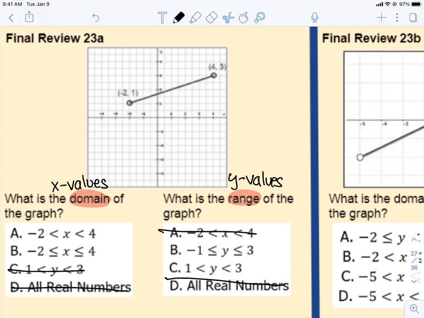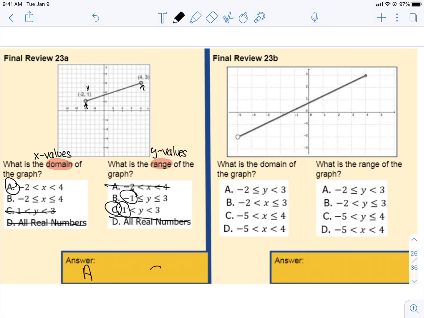Looking at the differences between A and B for the domain, it looks like the inequality signs, either the line or no line. Well, I have 2 open circles, and remember, no line, open circle. Both of them are open circles, and we should have no line. Looking at the range, I have different values. I have a -1 and a +1 here, and the inequalities. So again, we had no line, open circle, and the y value here was a +1, so my answer is C. So A and C on this one.